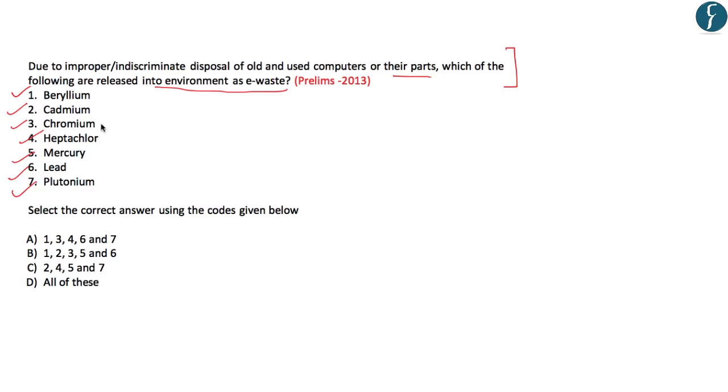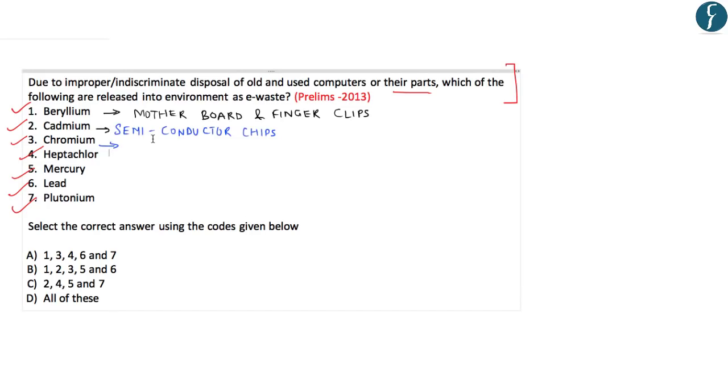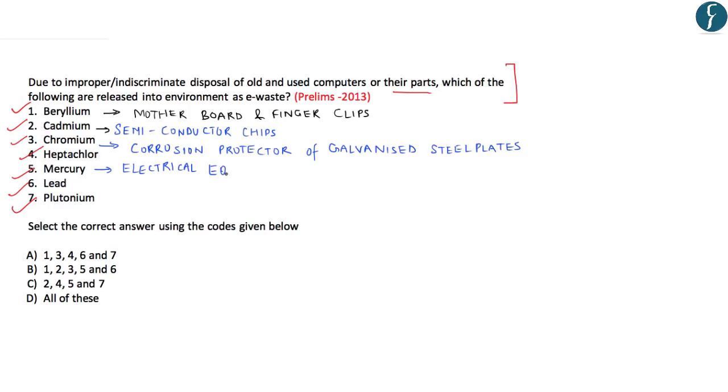So in this, let us understand the use of each of these products. Beryllium is commonly found on motherboard of computers and finger clips. Cadmium is often found in semiconductor chips. Chromium is used as corrosion protector of untreated galvanized steel plates. Mercury is used in electrical and electronic equipments. And lead is used in glass panels as well as printed circuit boards. Whereas heptachlor and plutonium are not e-waste or not utilized in any of the electrical equipments. So the correct answer here was B, that is 1, 2, 3, 5 and 6. So this was the question asked in the year 2013 with respect to e-waste.